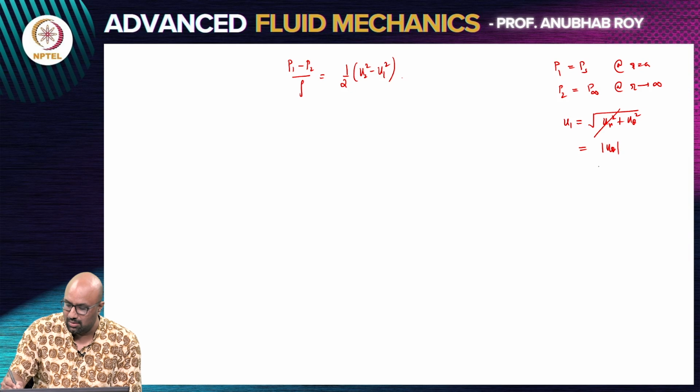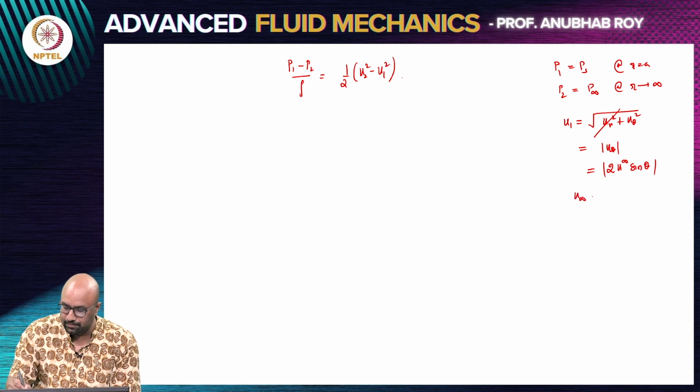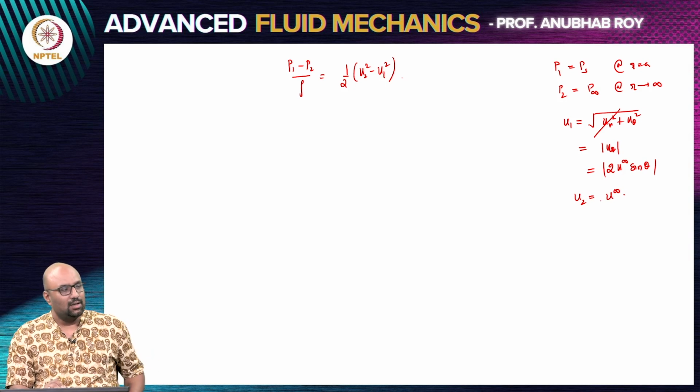which we worked out to be 2 u infinity sin theta. Now, what is u2? u2 is the velocity at infinity, whose magnitude is u infinity. So, at infinite distance away from the cylinder, the velocity should just be u infinity, and the velocity on the surface of the cylinder should just be the tangential velocity, which is 2 u infinity sin theta.